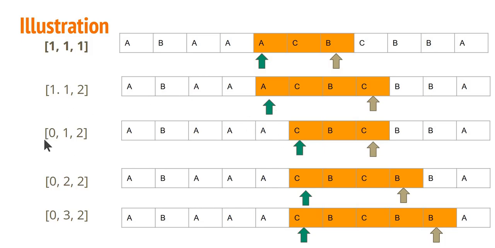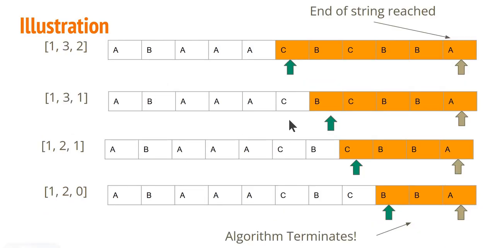Hence I contract, it becomes 0, 1, 2 because A is missing. So I must expand. It's 0, 2, 2 because two C's and two B's. Then 0, 3, 2. So, two C's and three B's. I must expand and expand I do. So it becomes 1, 3, 2. I've reached the end of the string, but the algorithm won't stop.